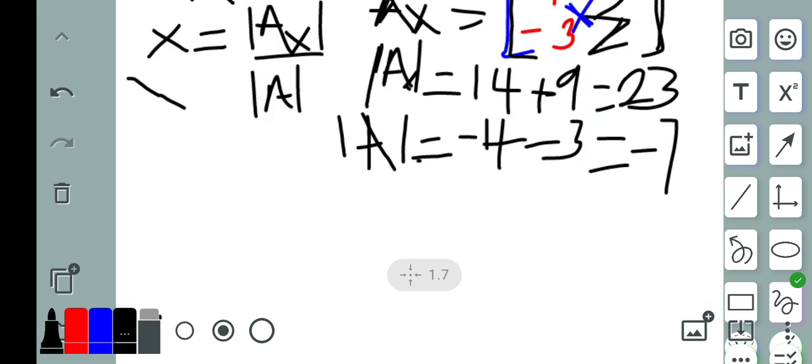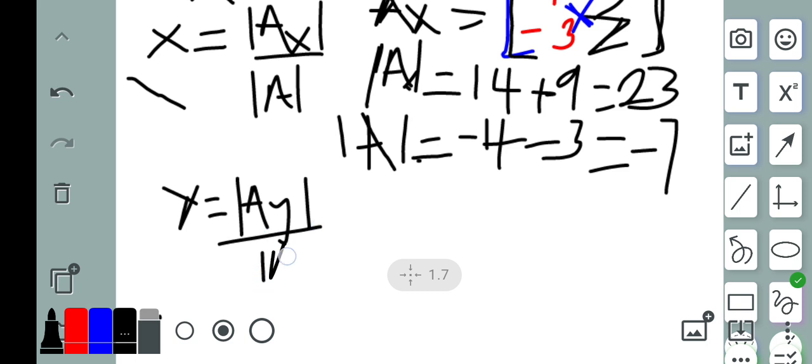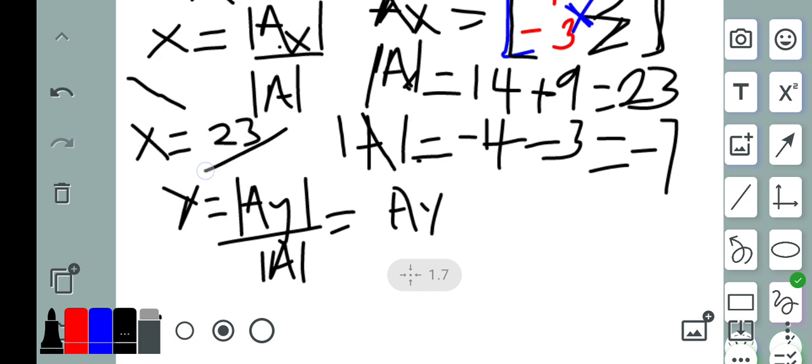So what is now my y? You know my y is determinant of Ay over determinant of A. But first of all, let me finish my x. My x will be determinant of Ax, that's 23, over determinant of A, that is minus 7. So you have 23 over minus 7, that's my x.